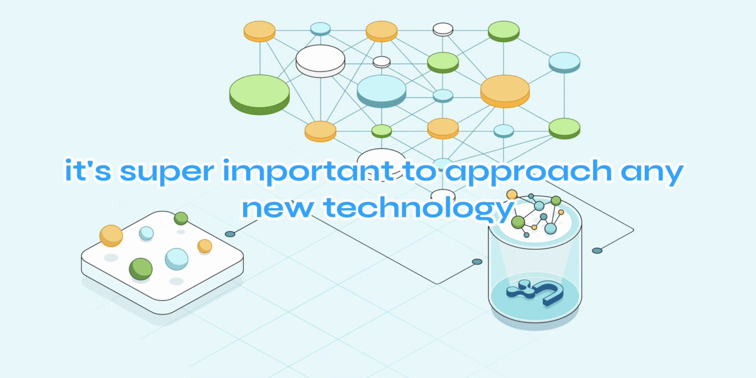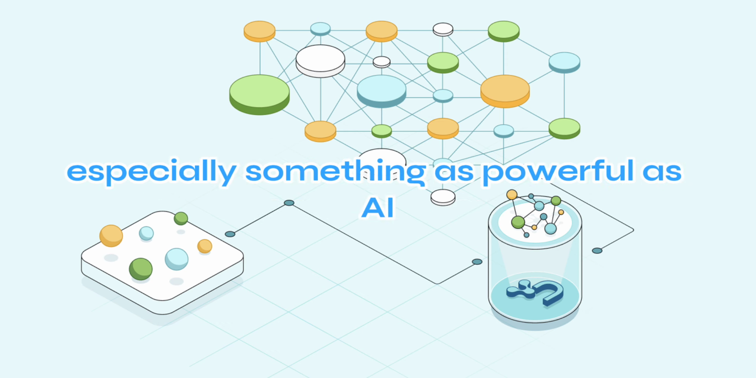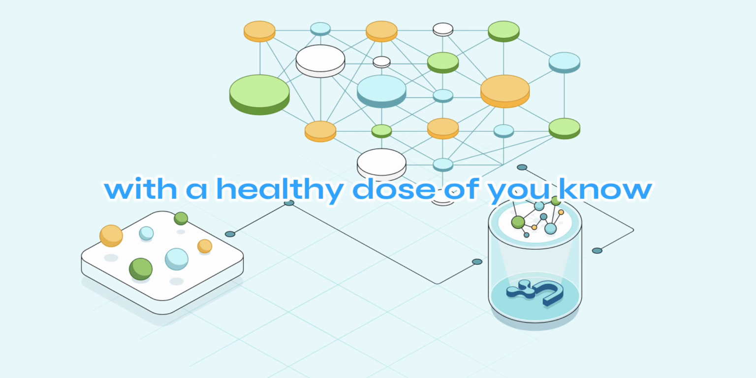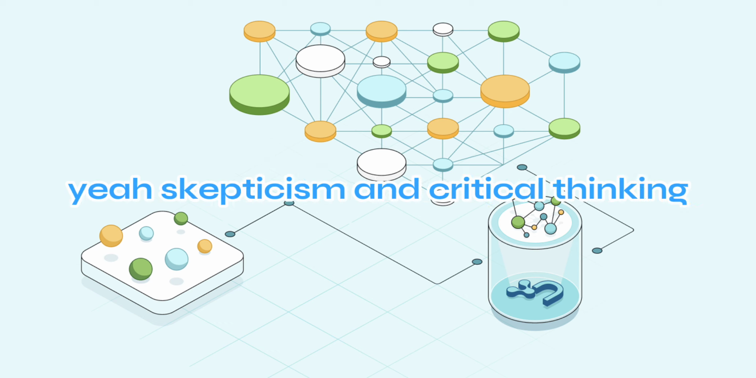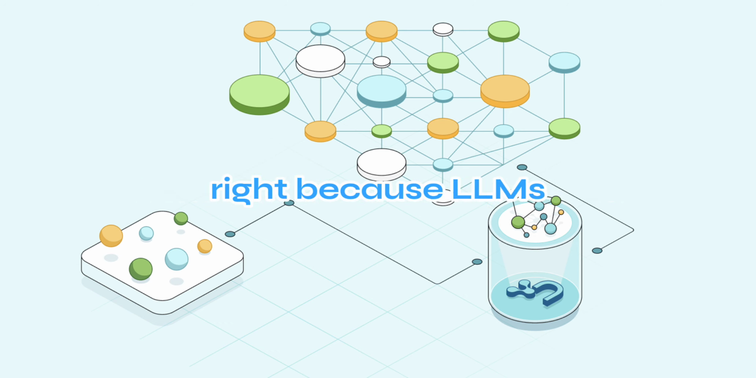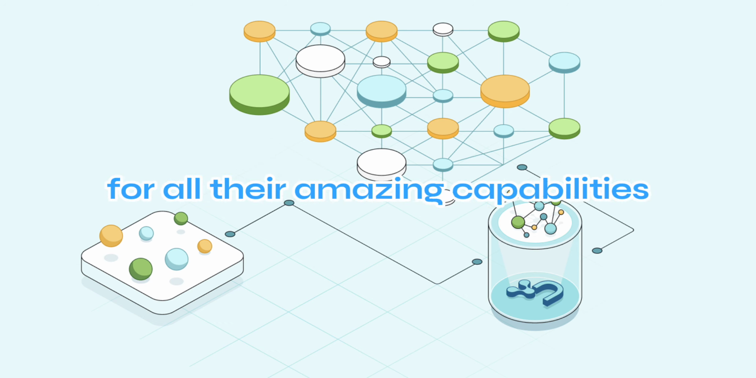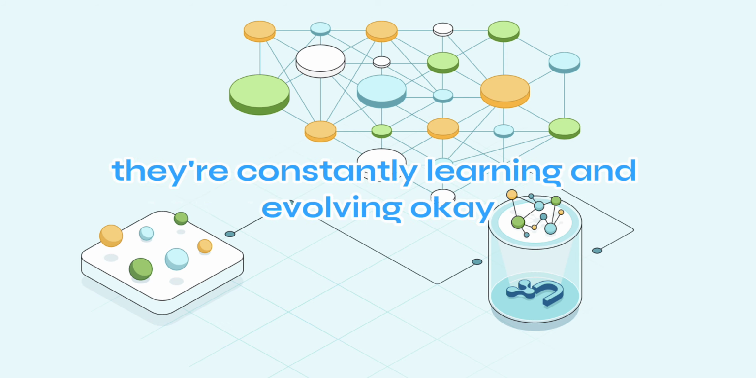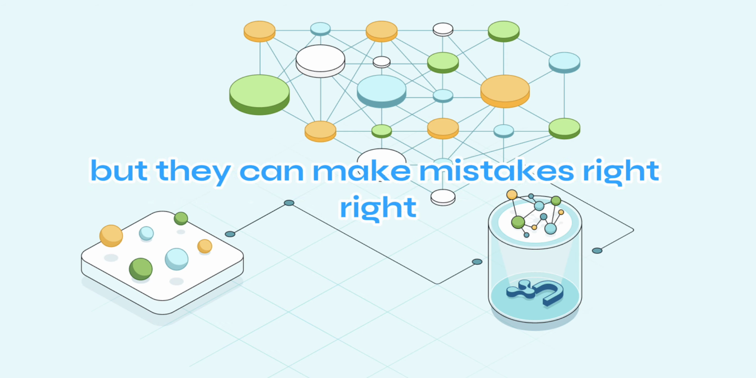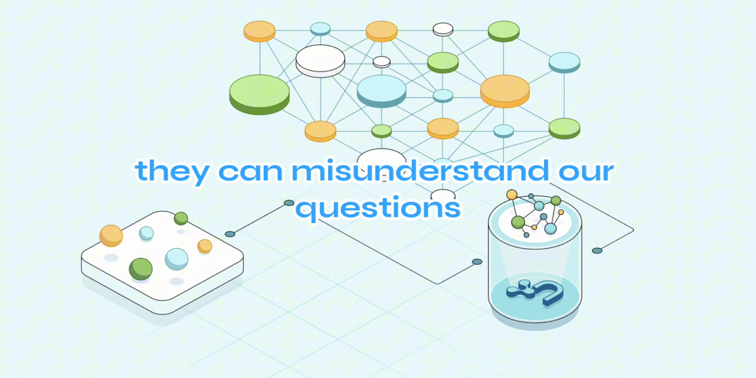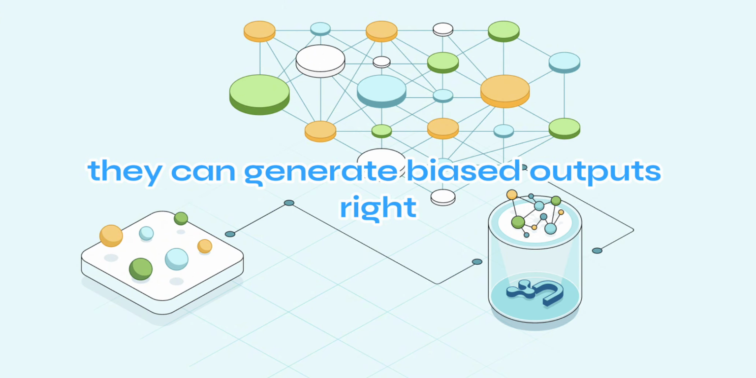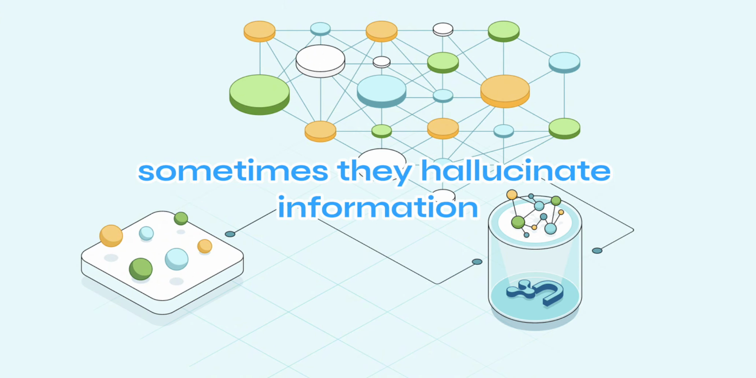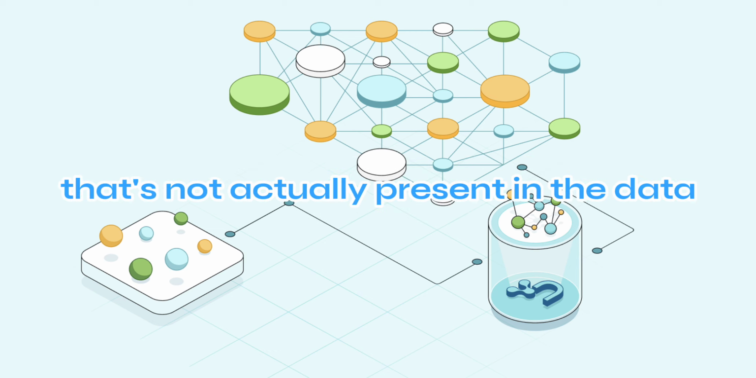It's super important to approach any new technology, especially something as powerful as AI, with a healthy dose of skepticism and critical thinking. Because LLMs, for all their amazing capabilities, are still in their infancy. They're constantly learning and evolving. But they can make mistakes. They can misunderstand our questions. They can generate biased outputs. They can even sometimes hallucinate information that's not actually present in the data.